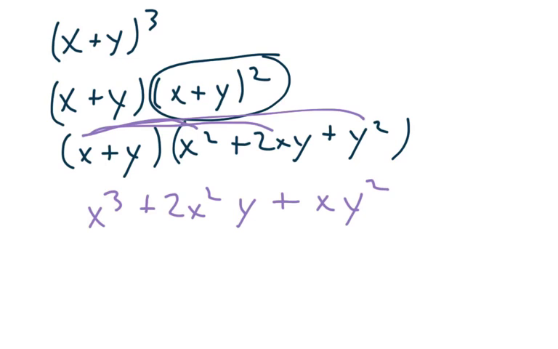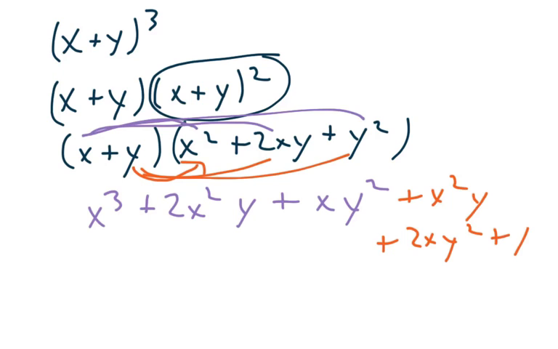1xy squared. Now, of course, I distribute the y. Y times x squared, putting x first, I'm going to get an x squared y. Y times 2xy is a plus 2xy squared. And finally, y times y squared is a y cubed. Sorry, I ran out of room over to the right of the screen there, guys.